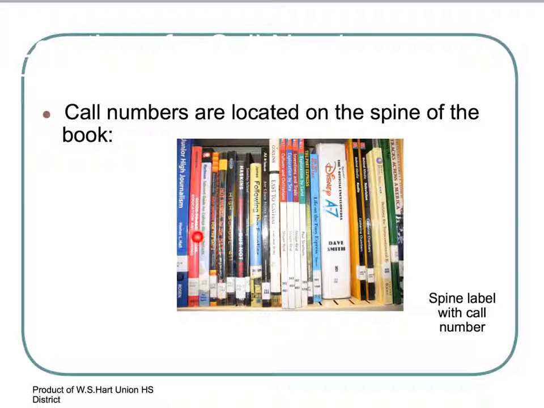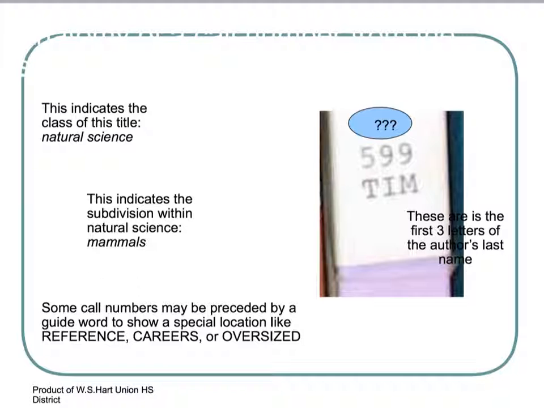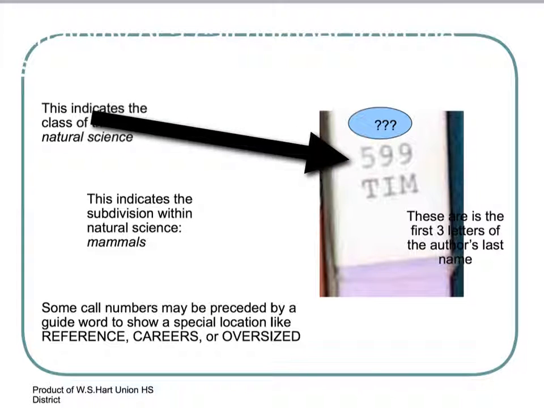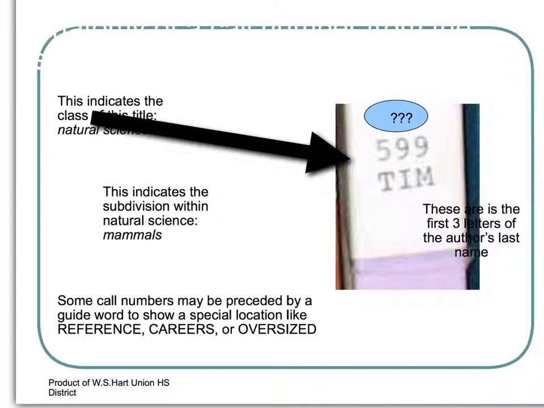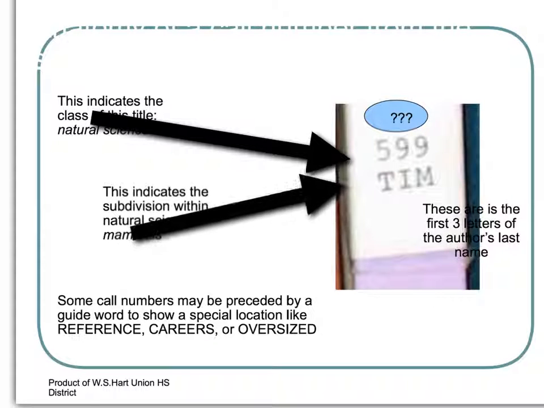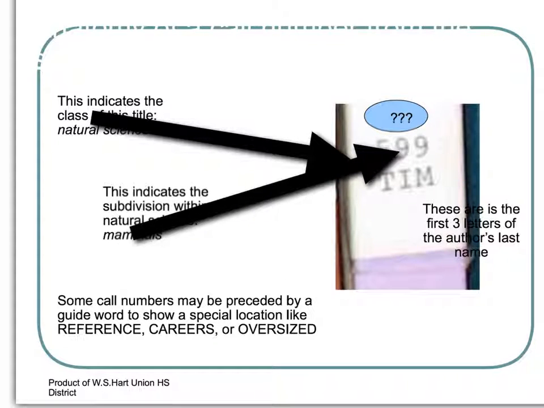Spine labels with call numbers are all right here. This number indicates the class is natural science. This number indicates mammals. These are the first three letters of the author's last name. Some call numbers may be preceded by guide words to show a special location like reference, careers, or oversized.